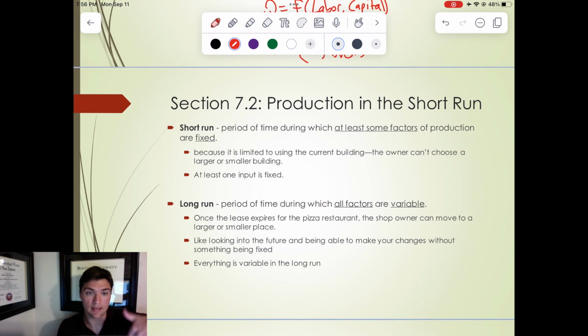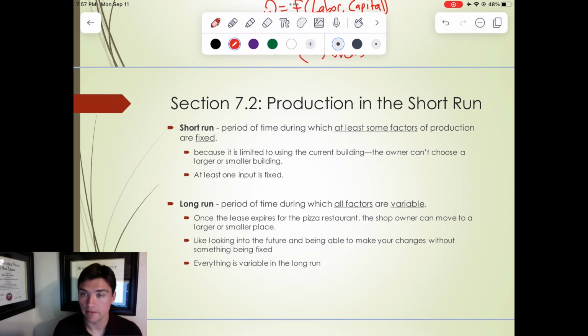You're signing the lease today, which is in the short run. But in 5 years from now, you could think about signing over here, or you could think about signing over there. It's variable. You can change in the long run. So in the long run, everything is variable. Absolutely everything can change. Okay? And that can happen once the lease is over. Once the lease is over here, you can pick a smaller or bigger place. It's like looking into the future and being able to make changes without something being fixed. Like you can have the idea today to hire 10 employees, and then you change your mind the next day. Nothing changed. You're not fixed on it. Everything is variable in the long run.